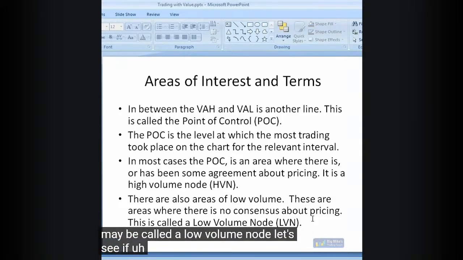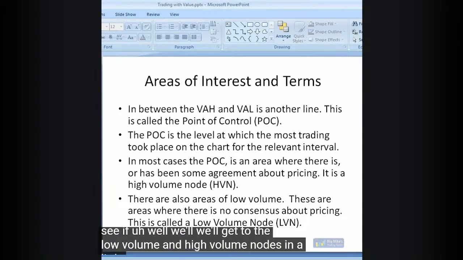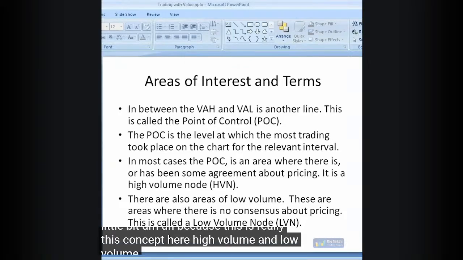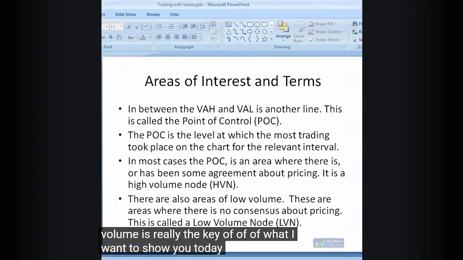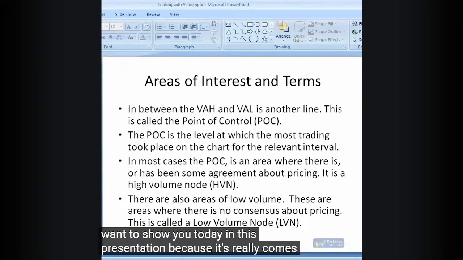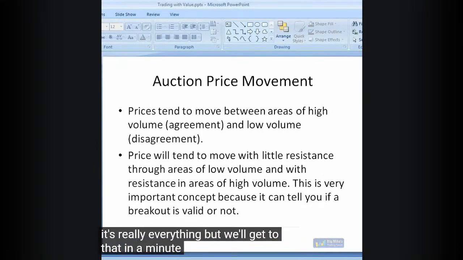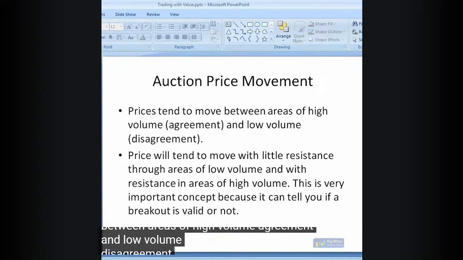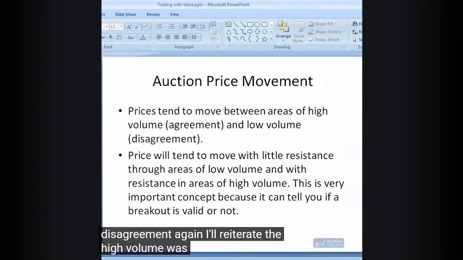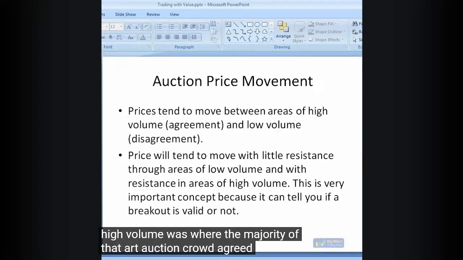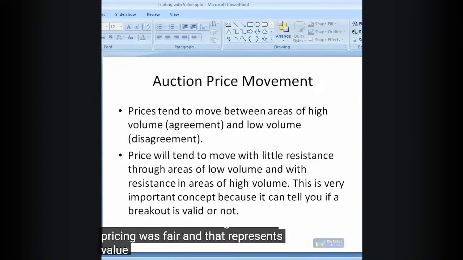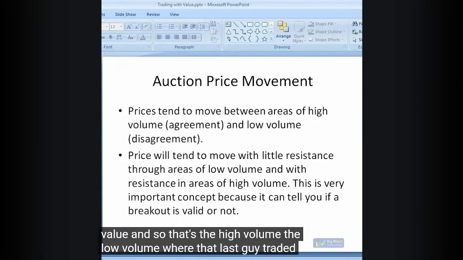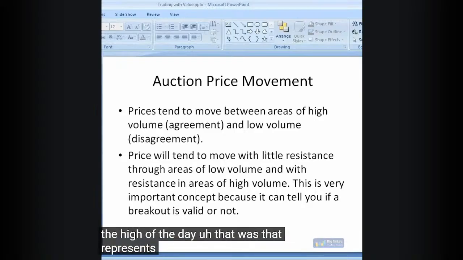We'll get to the low volume and high volume nodes in a little bit, because this concept, high volume and low volume, is really the key of what I want to show you today in this presentation, because it's really everything. But we'll get to that in a minute. Prices tend to move between areas of high volume agreement and low volume disagreement. Again, I'll reiterate, the high volume was where the majority of that art auction crowd agreed that pricing was fair, and that represents value. The low volume, where that last guy traded, the high of the day, represents disagreement.